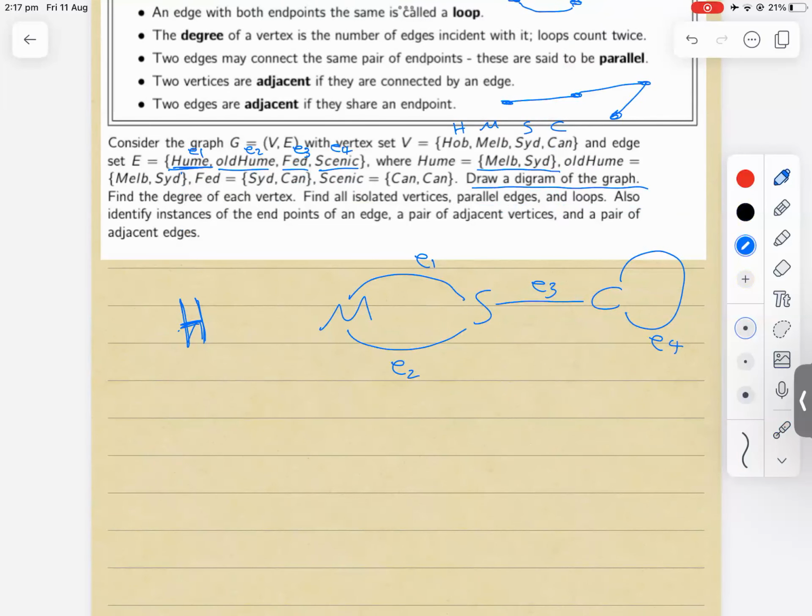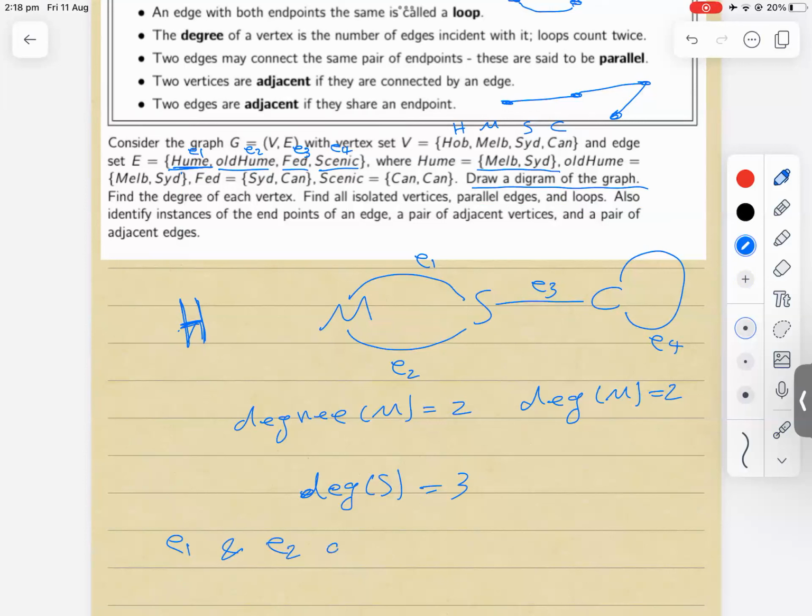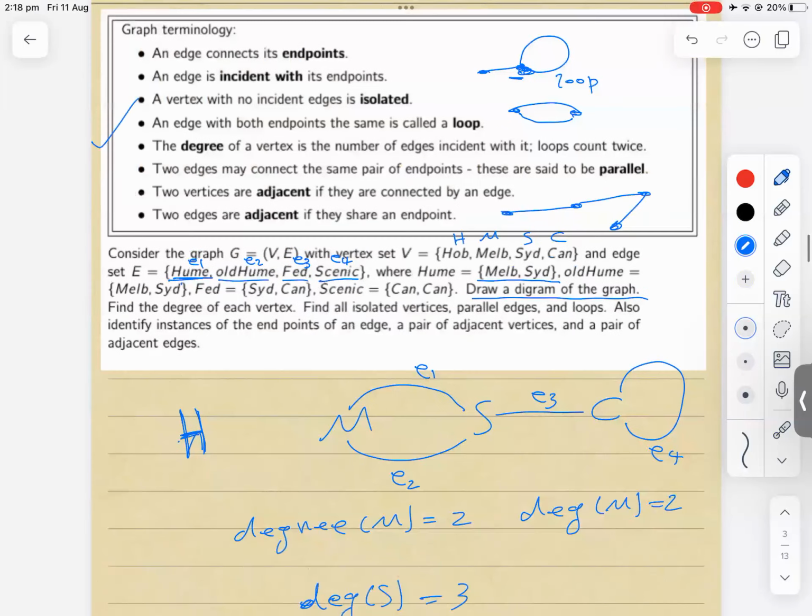All right, so the degree of M is 2, and the degree of S is 3. So E1 and E2 are parallel. All right, so you can continue this question, because we did it here.